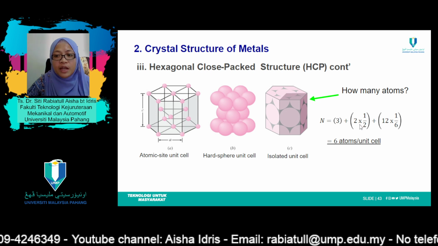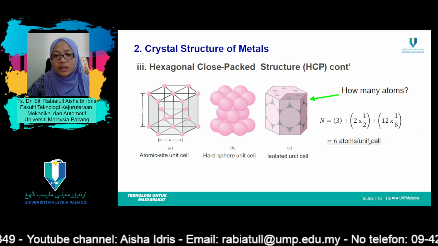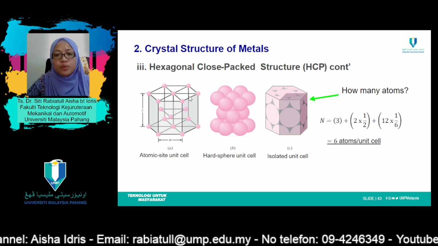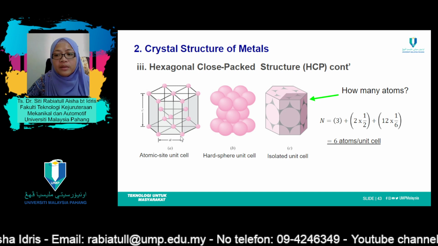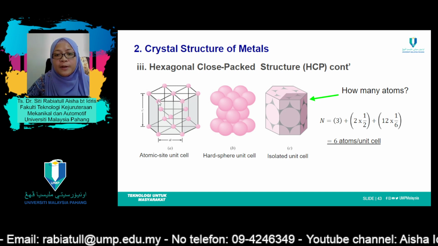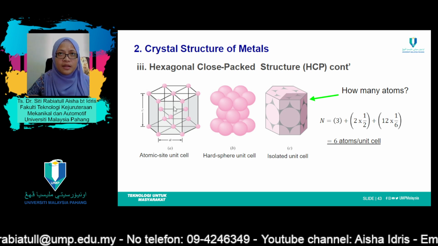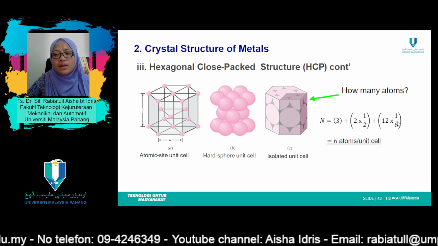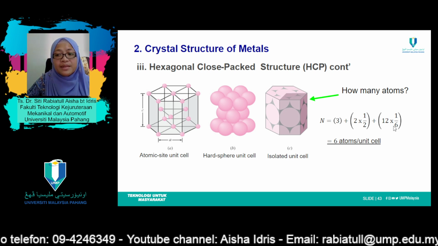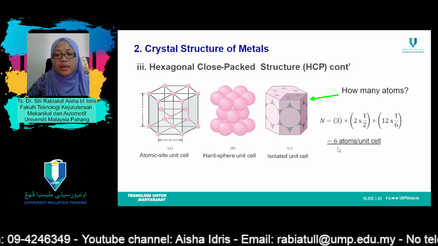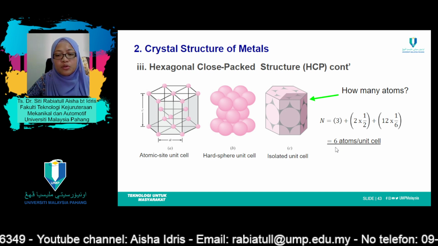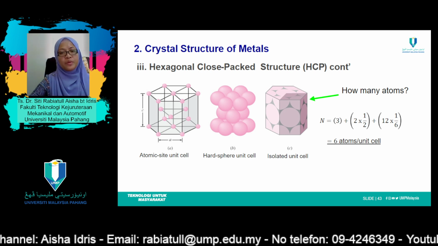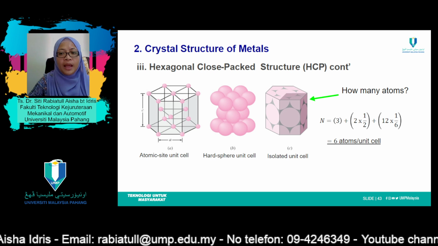That's why half times 2, plus the corner atoms. There are 12 of them, at the upper part and the bottom part, and it has 6 corners. That's why we need to divide by 6 there, and altogether you'll get a total of 6 atoms per unit cell for HCP. So that's how you calculate the value of n.